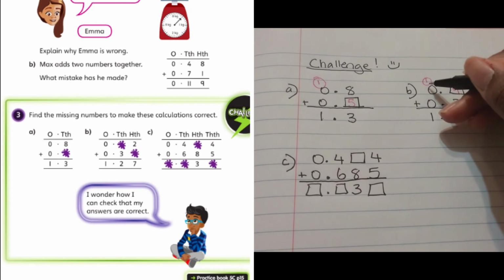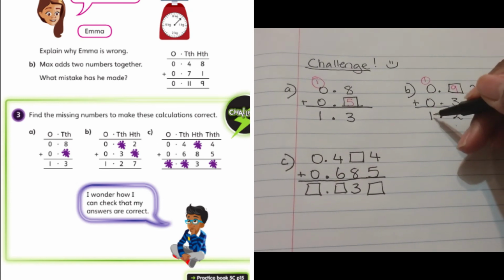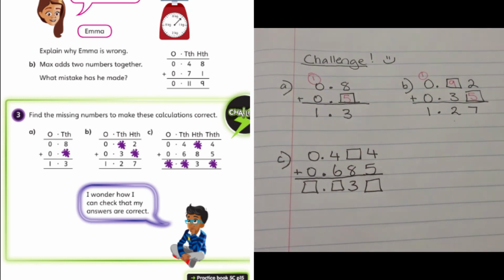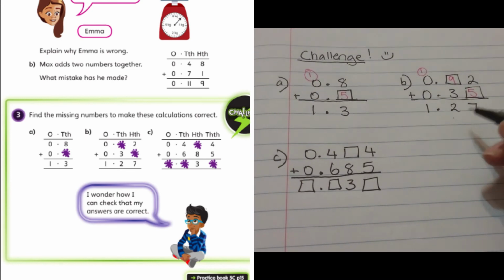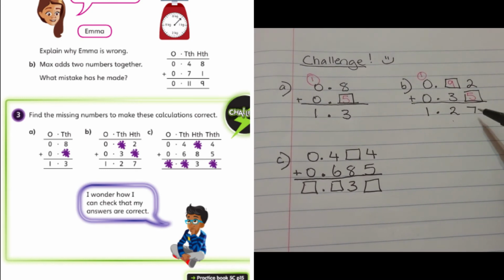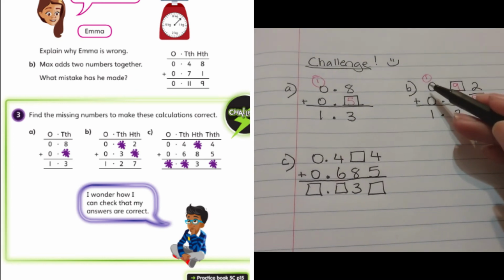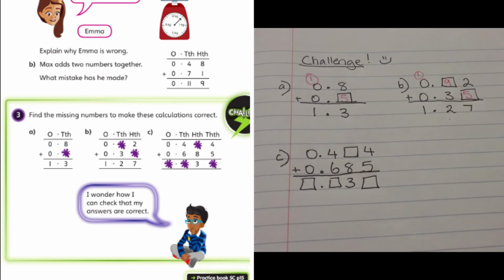The 1 got carried over and added to nothing, so that left 1. 1 plus nothing is 1. So when I look back at it now, I can see, yes, this is correct. 2 plus 5 is 7, 9 plus 3 is 12, carry the 1, 1.